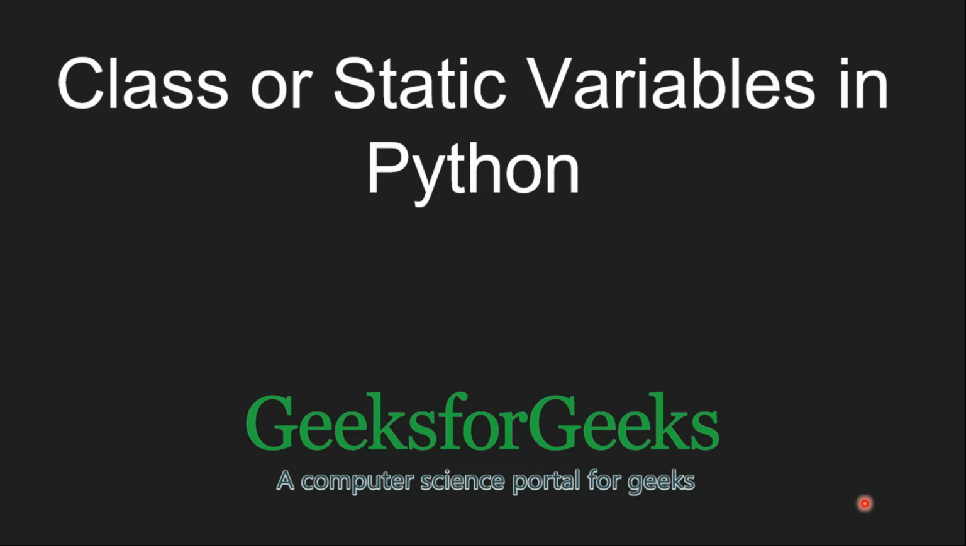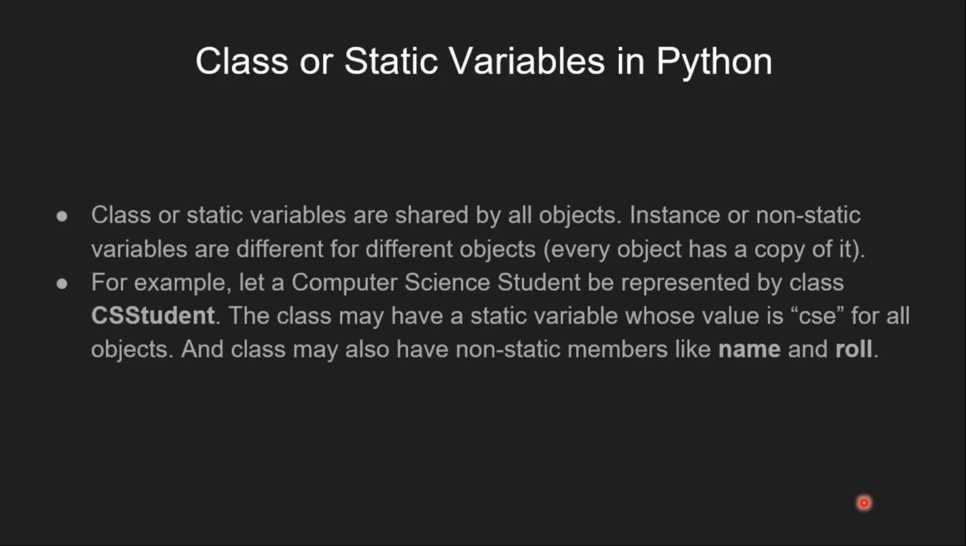In this video I will discuss more about Python, that is class or static variables in Python. Class or static variables are shared by all objects, that is all instances of a class. They are defined within a class but outside any of the class's methods. An instance variable is defined inside a method.